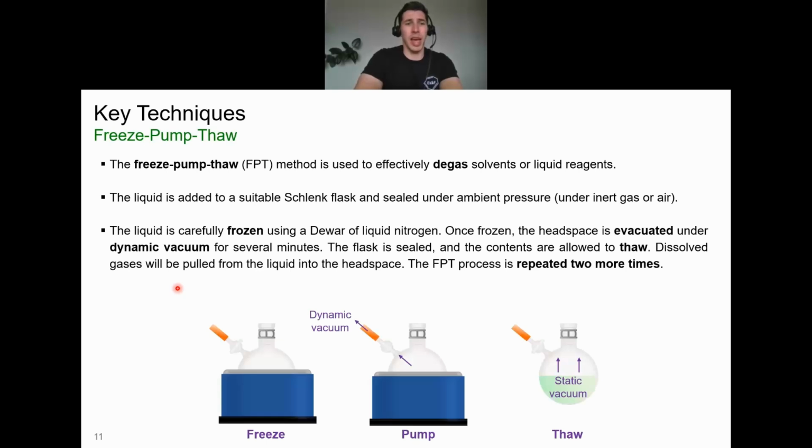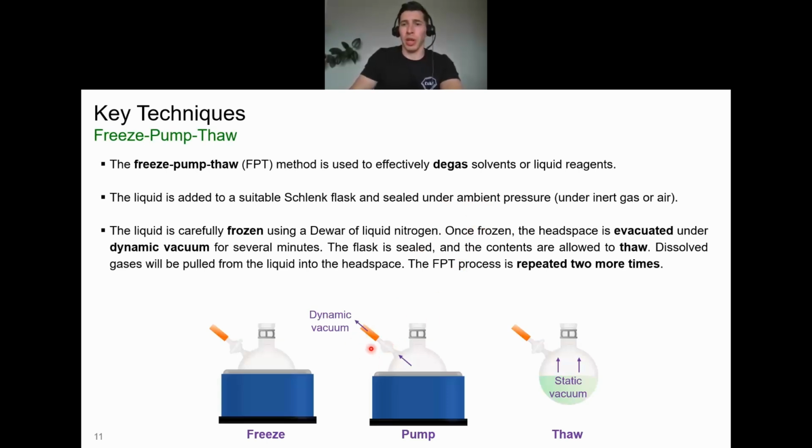Then we carefully freeze it in a jar of liquid nitrogen. We want to do this slowly. Keep in mind that some liquids might expand when frozen, so if you keep it moving when you're first doing the freezing process, that can help. You want to ensure that the liquid is fully frozen, which might take a while depending on the liquid, or especially the volume of liquid that you're trying to freeze. Once it is, we can evacuate the headspace by opening the stopcock to dynamic vacuum.